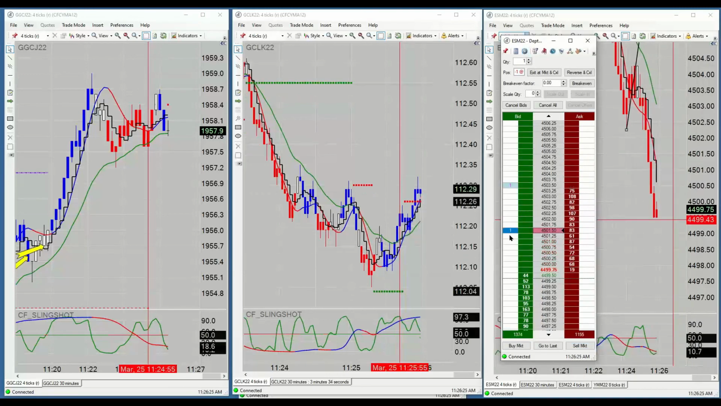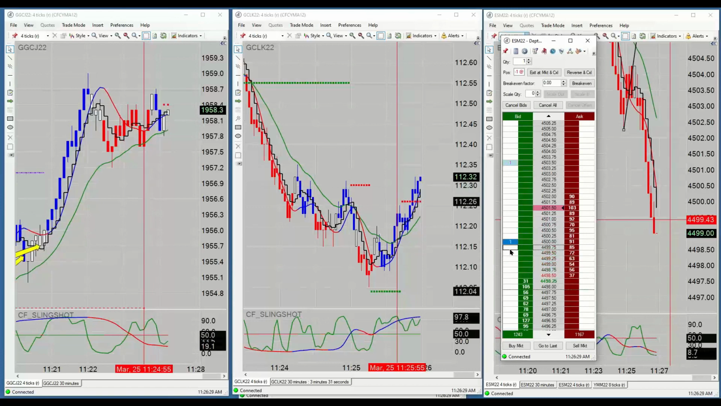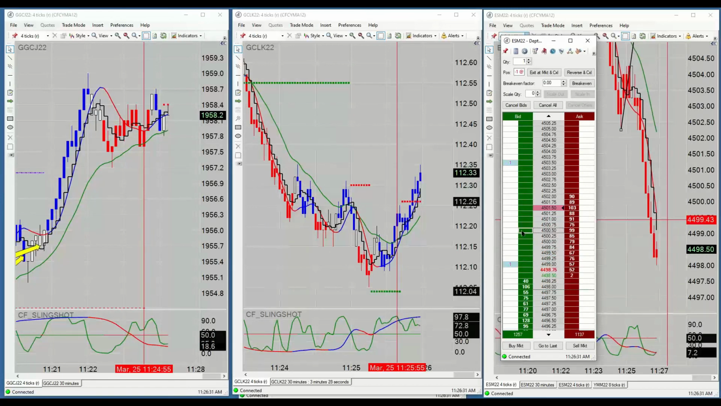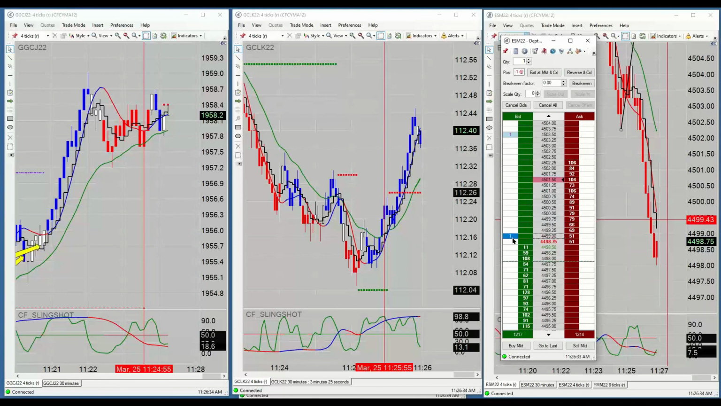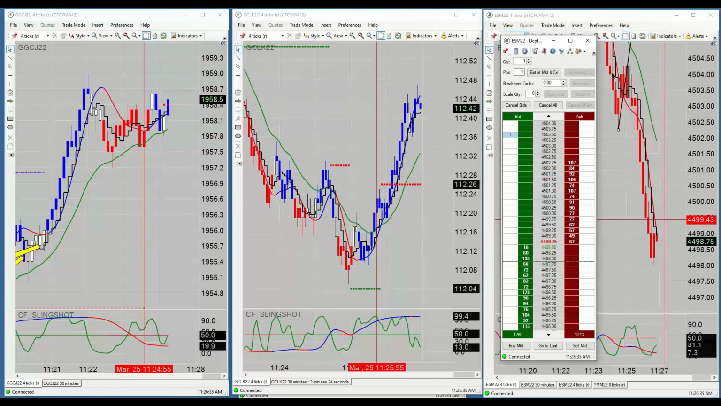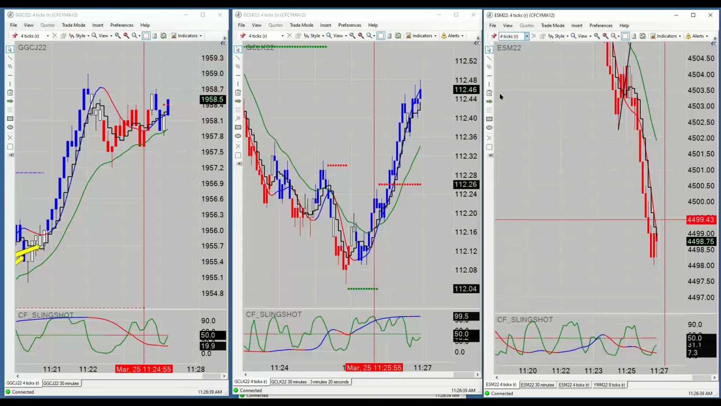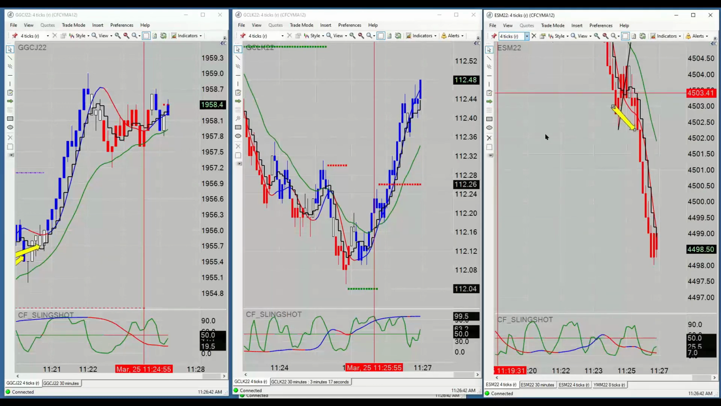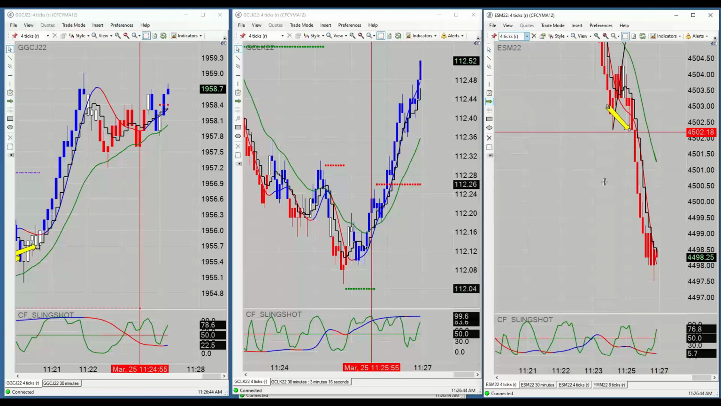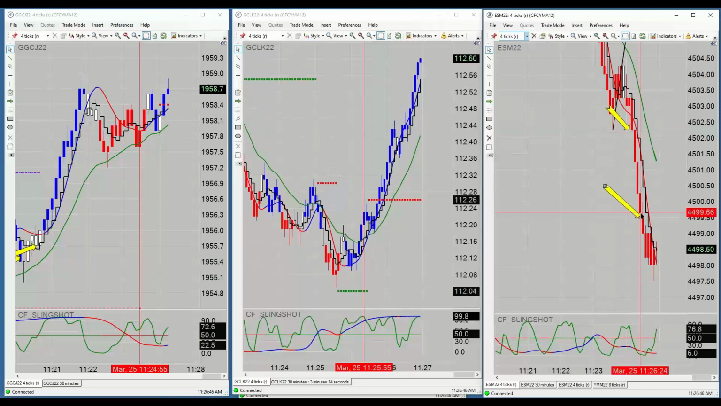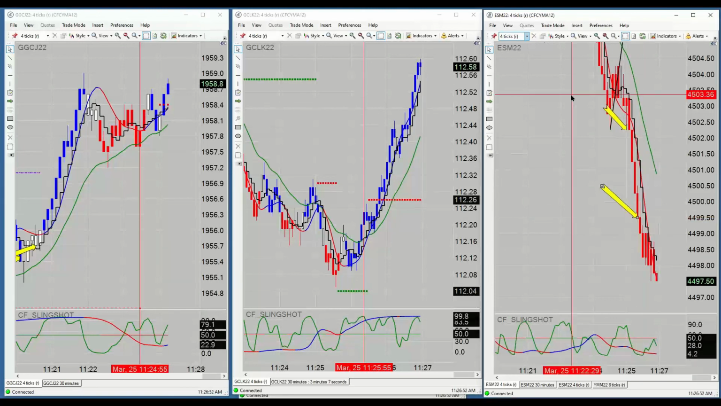Okay, again, I'm going to throw my stop. This time I'm going to lock in some profit. 6, 8, 10. Here's my 98 number. See, I'm not making it up. I'm just taking what the market's given. I mean, it's there for all of us.